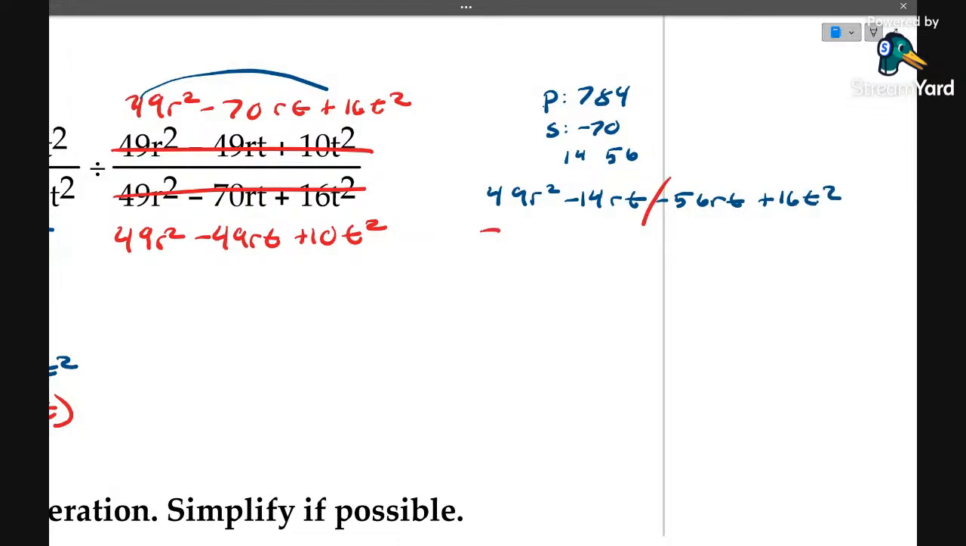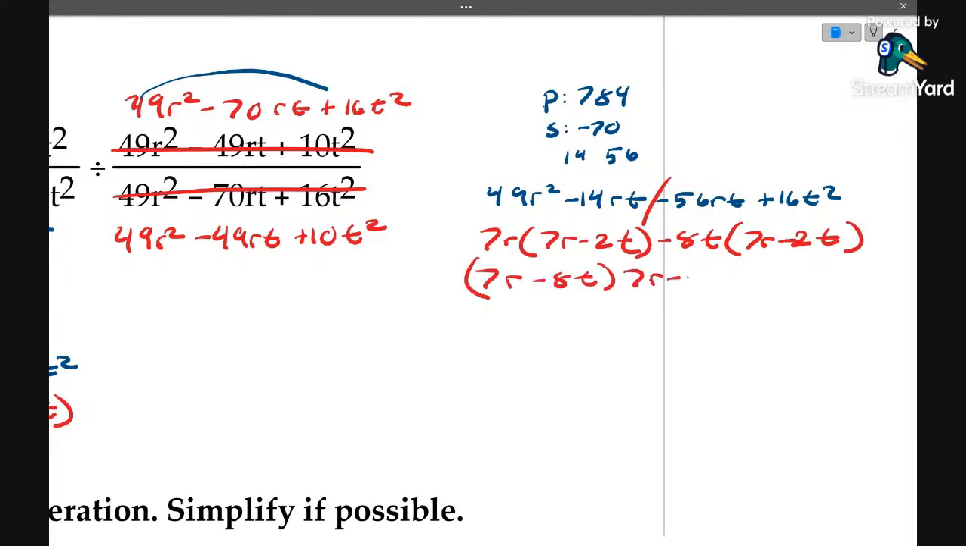GCF in the first is going to be 7R, leaving us with 7R minus 2T. And in the second, it's going to be negative 8T, leaving us with 7R minus 2T. So 7R minus 8T and 7R minus 2T. And last factoring, we want a product of 490 and a sum of negative 49.